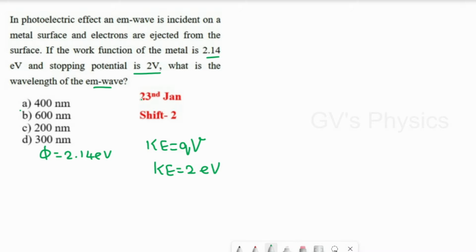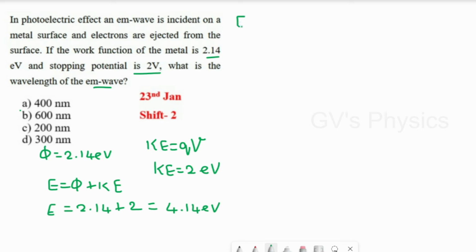They have asked for the wavelength of the EM wave. To find it, first we will find the energy of the EM wave. We can take the formula E is equal to work function plus kinetic energy. The work function is 2.14 electron volt and the kinetic energy is 2, so that will be 4.14 electron volt. This is the energy of the EM wave, and from this we can find its wavelength.